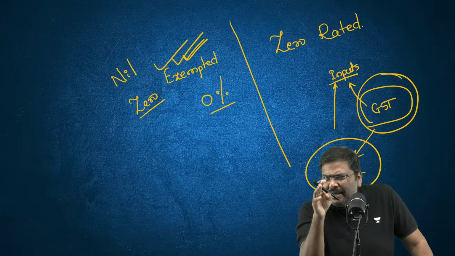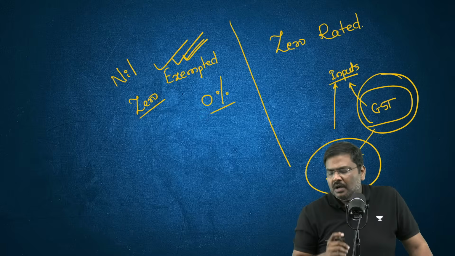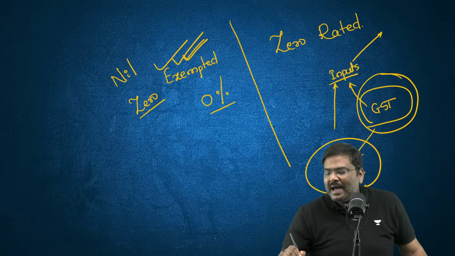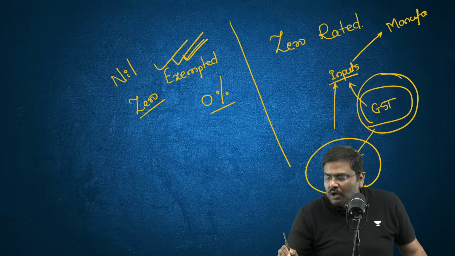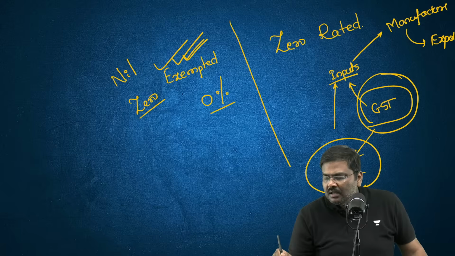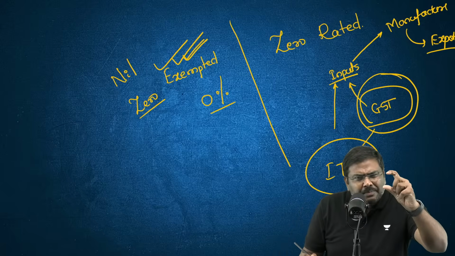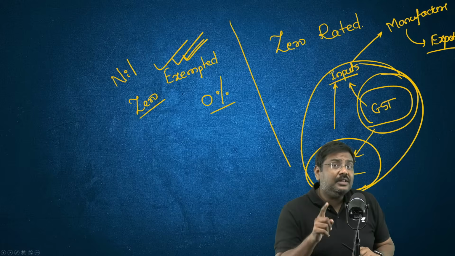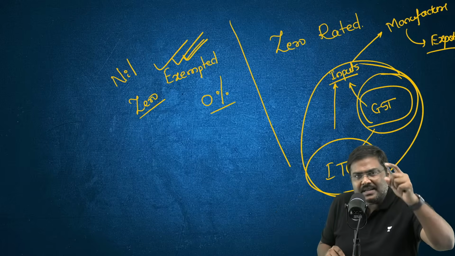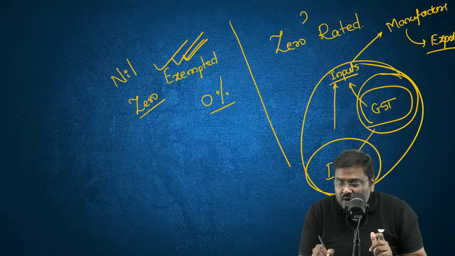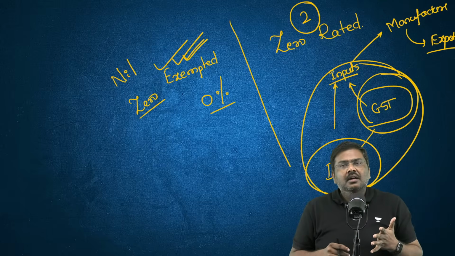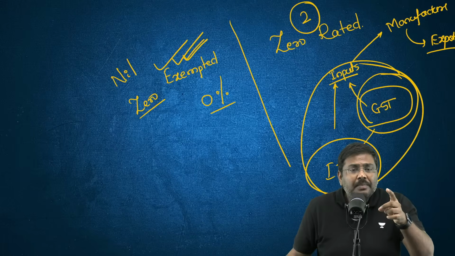Now just tell me, think of this and do let me know. When you take the inputs, use the input to manufacture a product and you want to export the product to USA, will the market price include any GST? Do let me know in the chat section. I'm talking about zero rated here. Yes or no? Please tell me the answer.